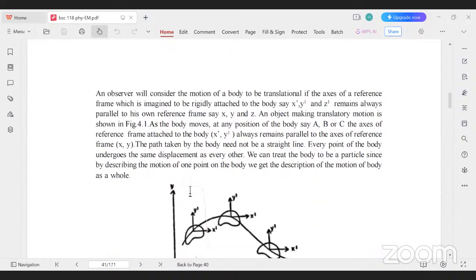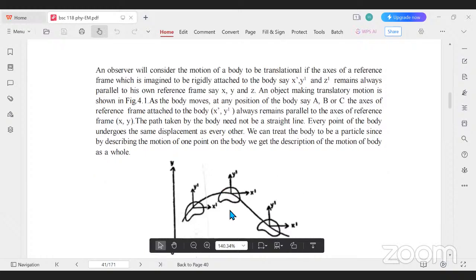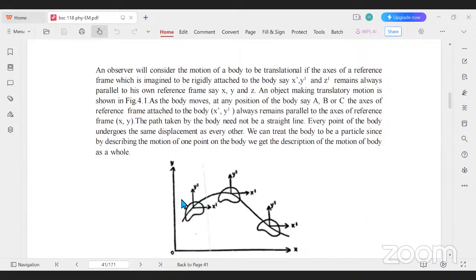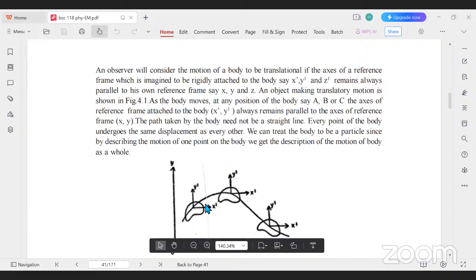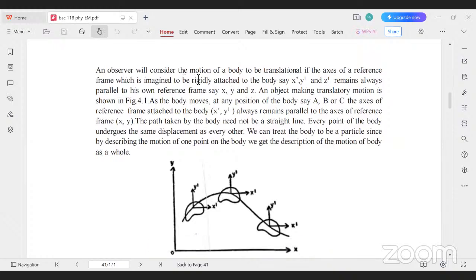Clear? So here an observer will consider the motion of a body to be translation with respect to the axis of a reference. If I am talking about a particle, first I want to find it for one single particle, then I will go with the second and third. Let us see, the x-axis and y-axis are being taken. An observer will consider the motion of the body to be translation if the axes of a reference frame, which is imagined to be rigidly attached to the body, say x dash, y dash and z dash.